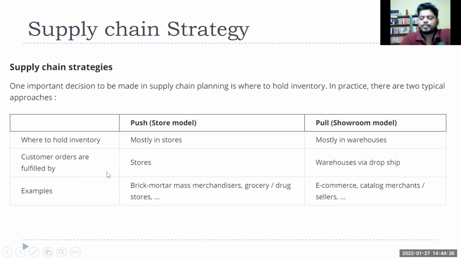Customers' orders are fulfilled by, obviously, customers coming to the showroom, sorry, to the store and buying whatever items. Pool order. So what happens generally? What happens whenever you go to book a vehicle?